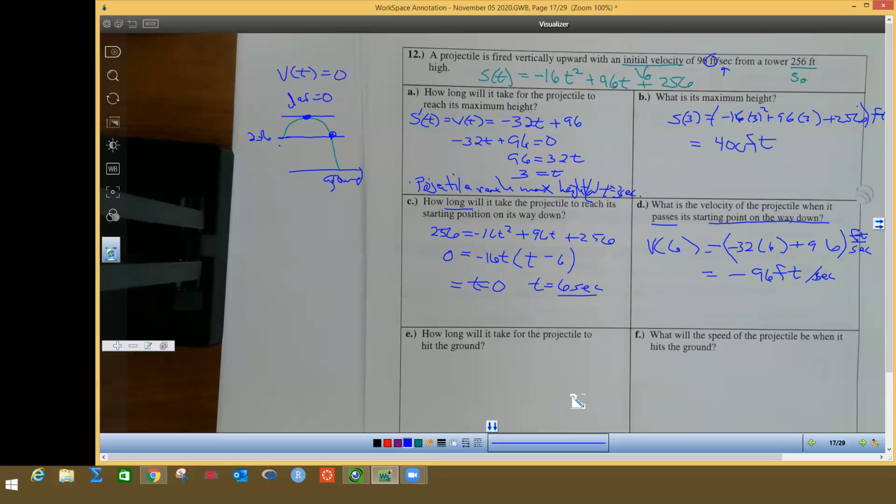How long will it take the projectile to hit the ground? Okay, so we're looking for how long. That's time again. How high is the ground? 0. So we've got to come over here and plug 0 in. And now we want to find that value.